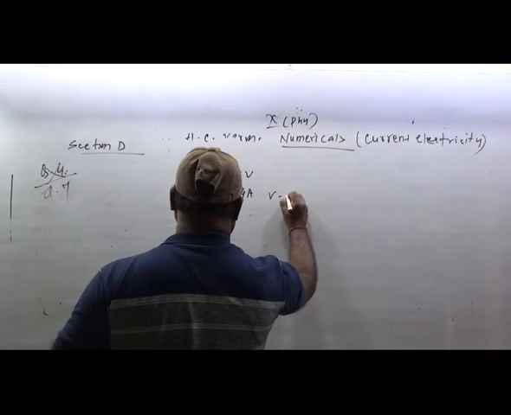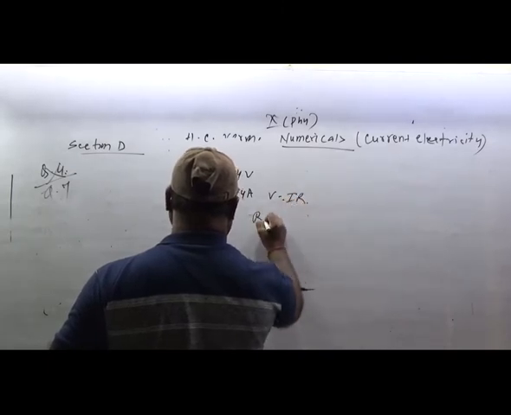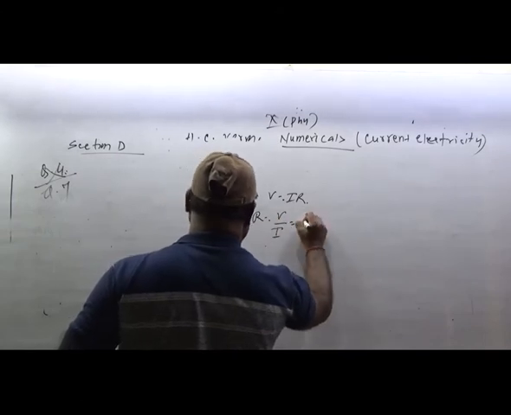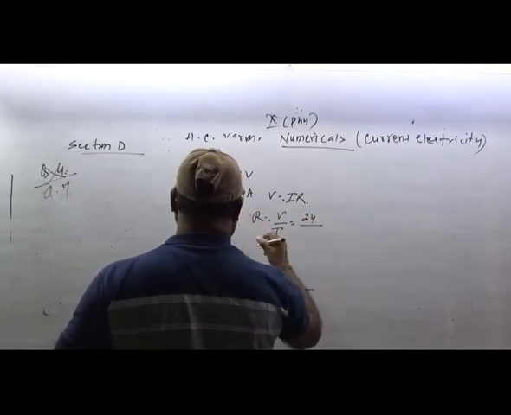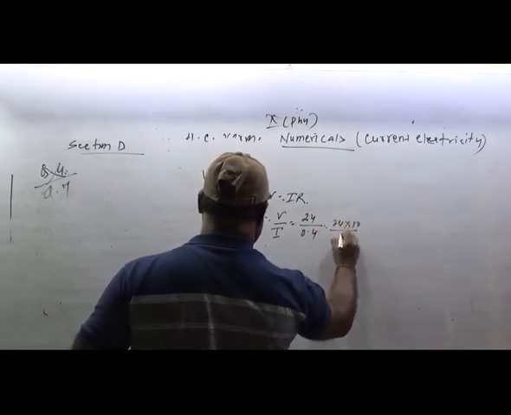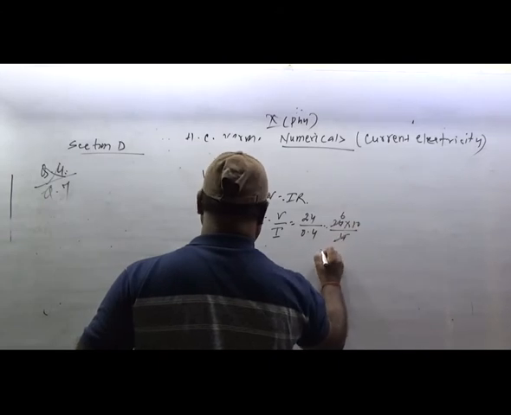E is equal to IR, so R is equal to E by I. All these are very simple questions. 24 by how much? 0.4. It is 60.